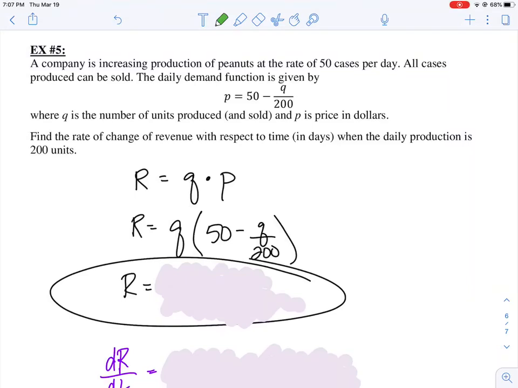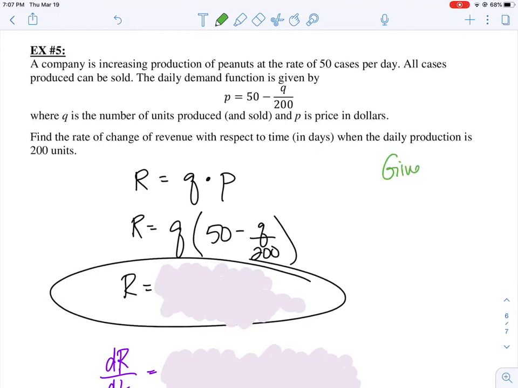Okay, our last example from 14.5. Here's example number 5. A company is increasing production of peanuts at a rate of 50 cases per day. All cases produced can be sold. The daily demand function is given by P equals, where Q is the number of units produced and P is the price in dollars. Find the rate of change of revenue with respect to time. So how is the revenue changing over time when the daily production is 20 units?